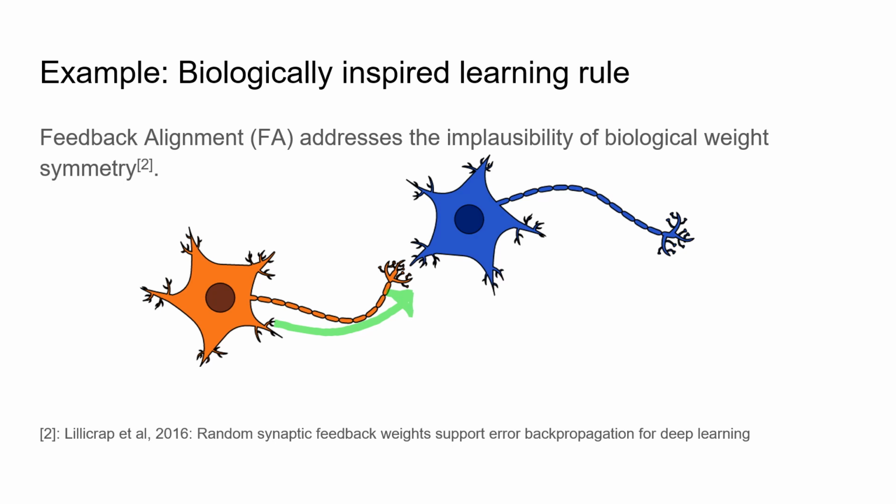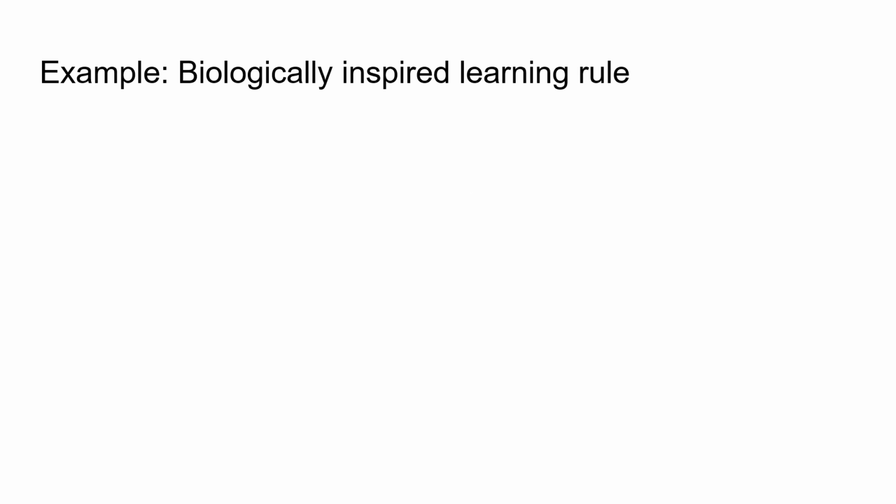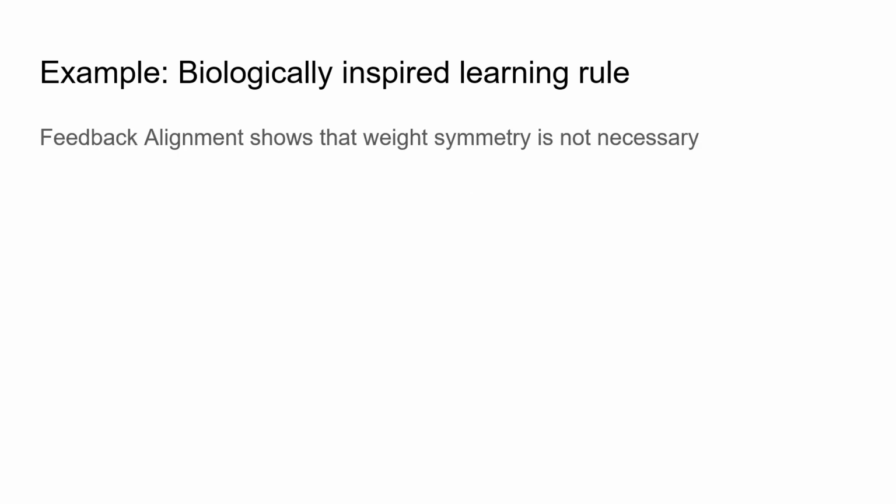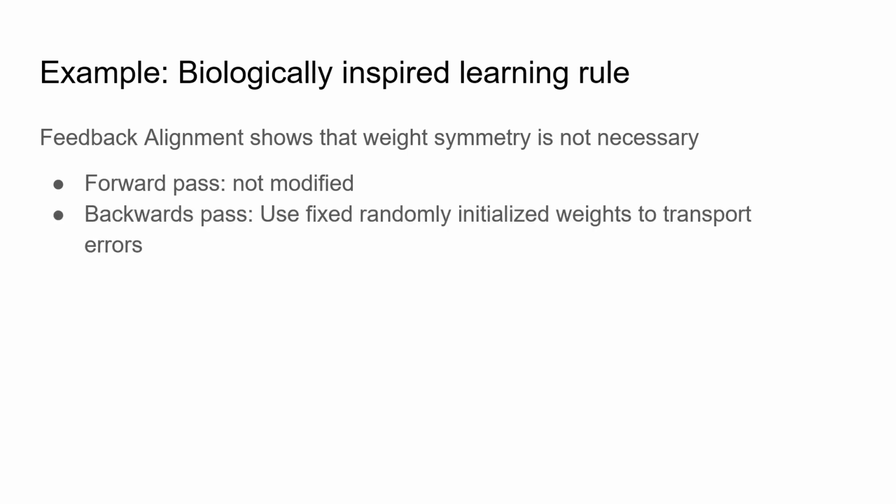This means an entirely new pathway is needed in order for the orange neuron shown here to receive a feedback signal from the blue neuron. In the following, we will see an example of how feedback alignment can be implemented using Bender. Feedback alignment is a simple algorithm which shows that weight symmetry is not strictly required for learning. In the forward pass, nothing is modified. However, in the backwards pass, we'll use fixed randomly initialized weights to transport errors.